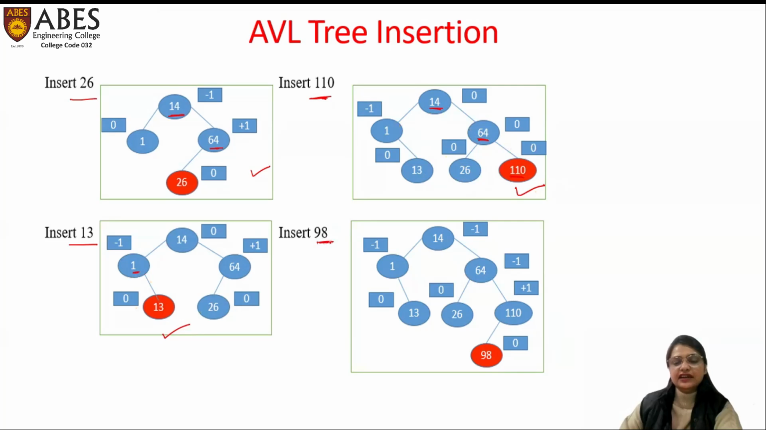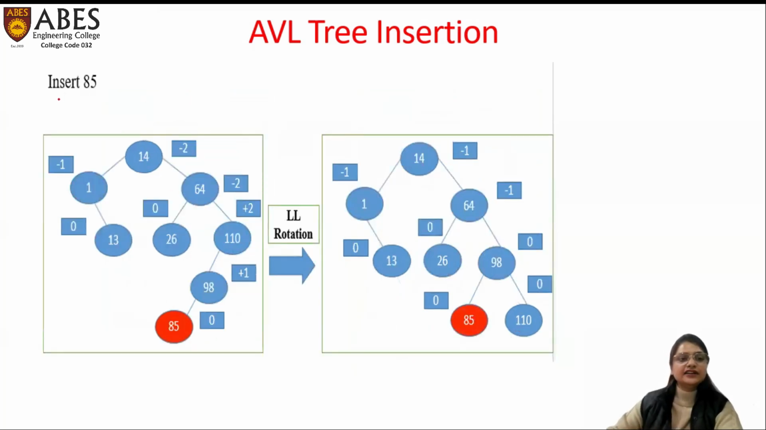Okay. Then 98. It will go to the right. It will go to the right. But for 98, it will go to the left. Then we will place the 98 element here. Again, I'll calculate the balance factor of each node. As I can see, this tree is right now balanced. So no need for further rotation.